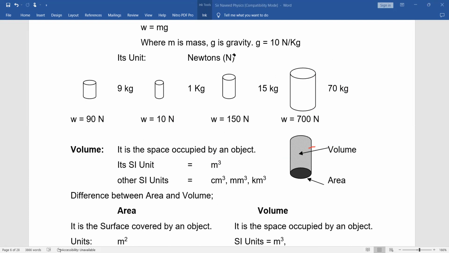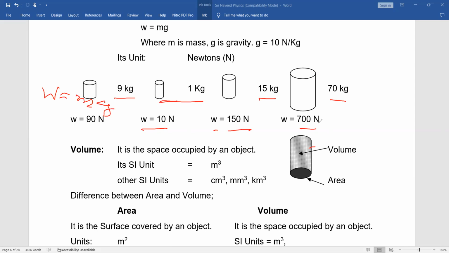So if you use this one, 9 kg mass, according to formula W is equal to mg, weight would be 9 into 10, 90 Newton. And if the body is of 1 kg, weight would be 10 Newton because 1 is multiplied by 10. If the mass is 15 kg, the weight would be 150 Newton. Similarly, for 70 kg, weight would be 700 Newton.